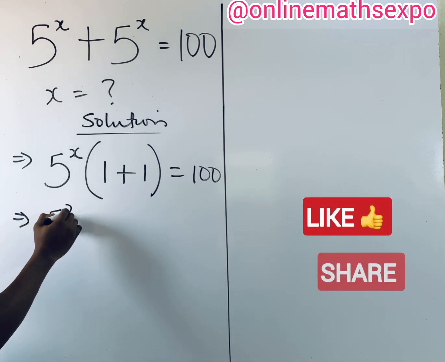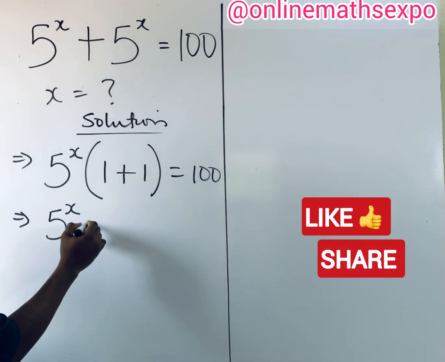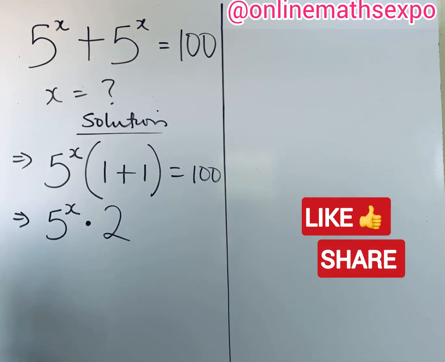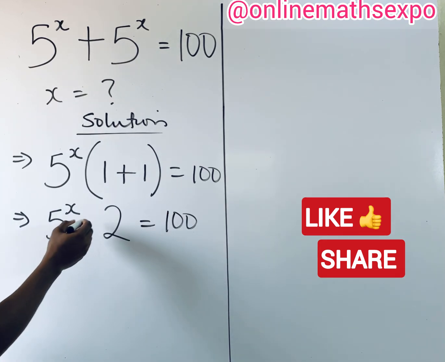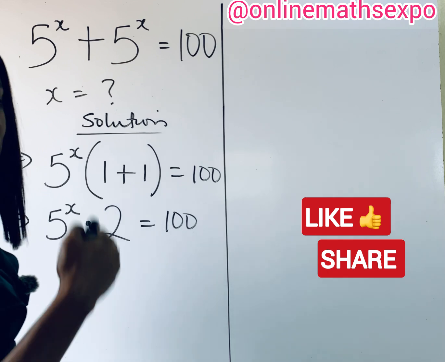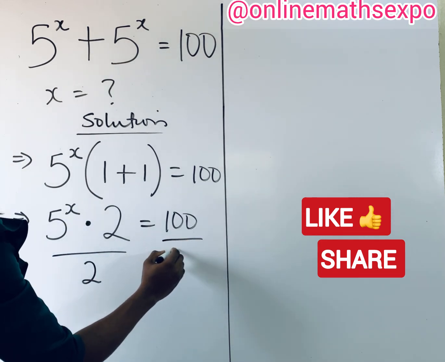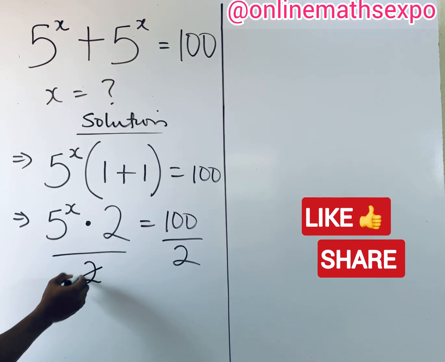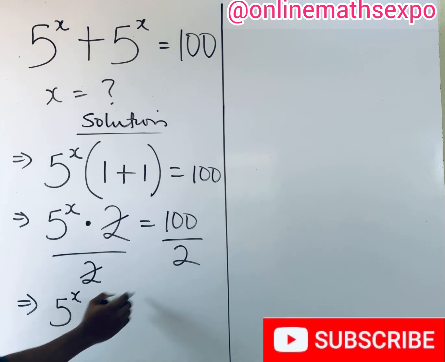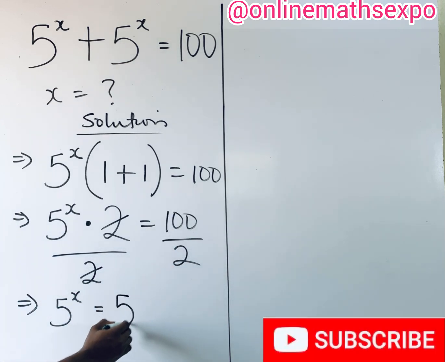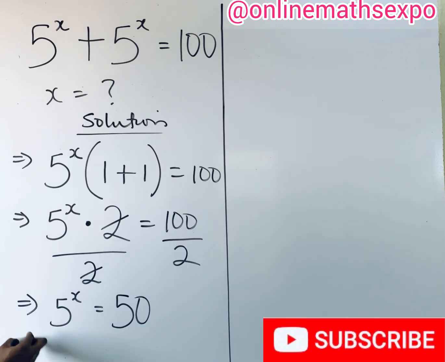This gives us 5 to the power of x. 1 plus 1 gives us 2. And to remove the bracket, you multiply, so you're multiplying by 2, and this is equal to 100. So what do you do next? To remove multiplication, the opposite is to divide. So you divide this by 2 and also divide this by 2. The 2 cancels the 2. You'll be left with 5 to the power of x is equal to 50. Amazing.